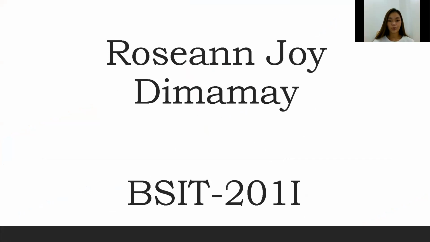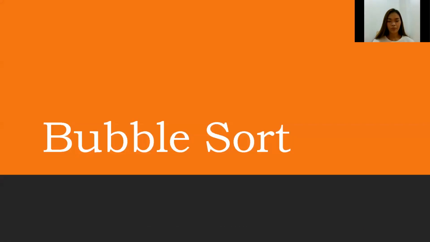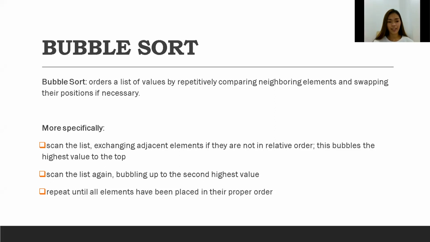So now we are going to discuss bubble sort. First, let us define what bubble sort is. Bubble sort orders a list of values by repetitively comparing neighboring elements and swapping their position if necessary. More specifically, first scan the list, exchanging adjacent elements if they are not in relative order. This bubbles the highest value to the top. Next, scan the list again, bubbling up the second highest value.